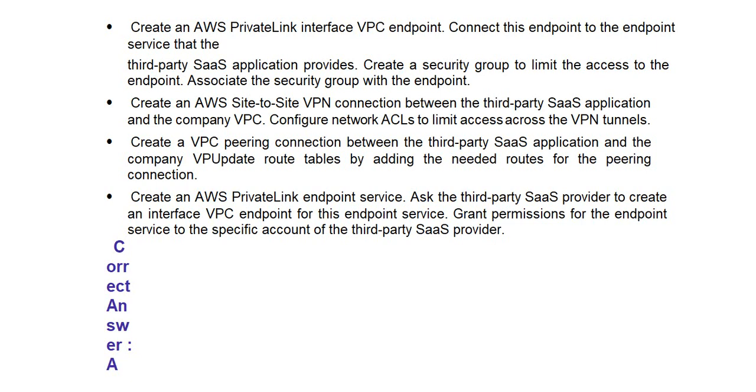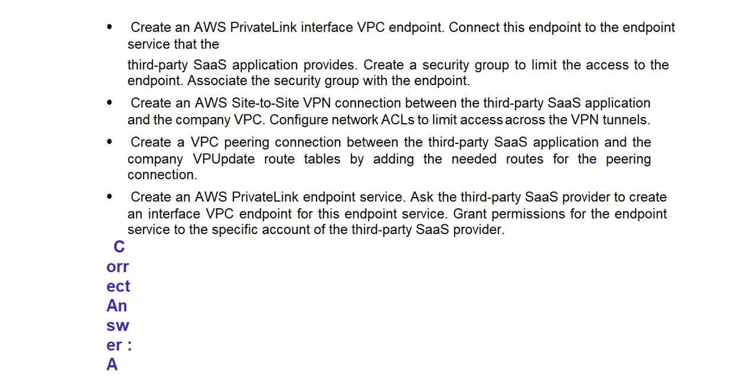Create a security group to limit the access to the endpoint. Associate the security group with the endpoint. Option B, create an AWS Site-to-Site VPN connection between the third-party SaaS application and the company VPC. Configure network ACLs to limit access across the VPN tunnels.